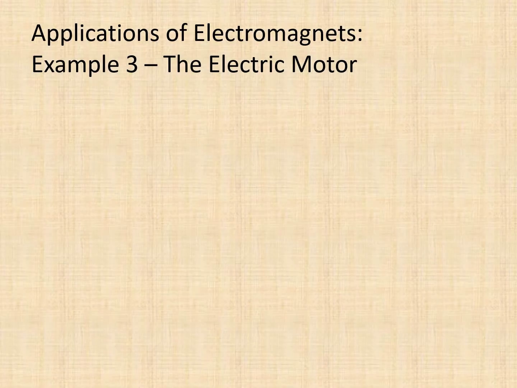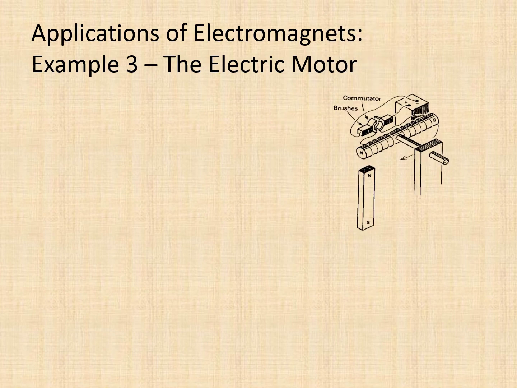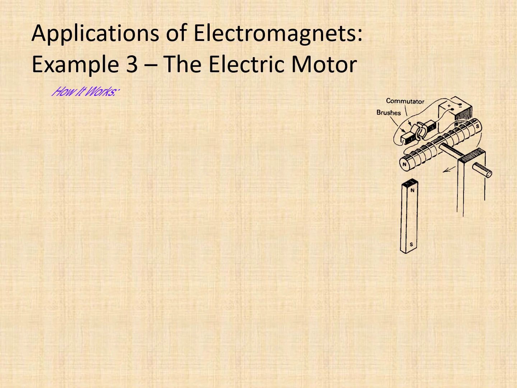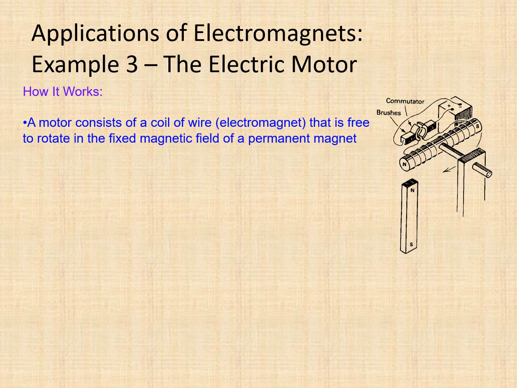So let's now take a look at perhaps the most important application of electromagnets in technology, and that is the electric motor. There are many different types of electric motors, but we will take a look at a very simple example of one and take a look at how it works. So all motors consist of a coil of wire, really an electromagnet, that is free to rotate in the fixed magnetic field of a permanent magnet.